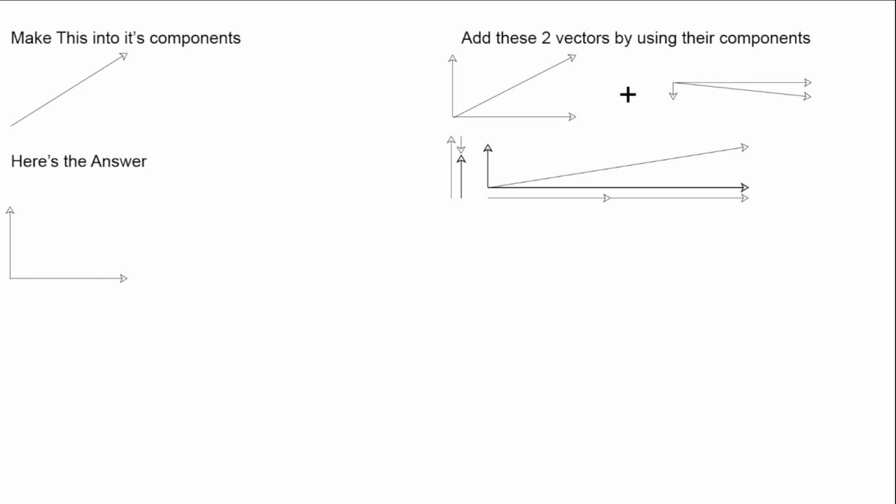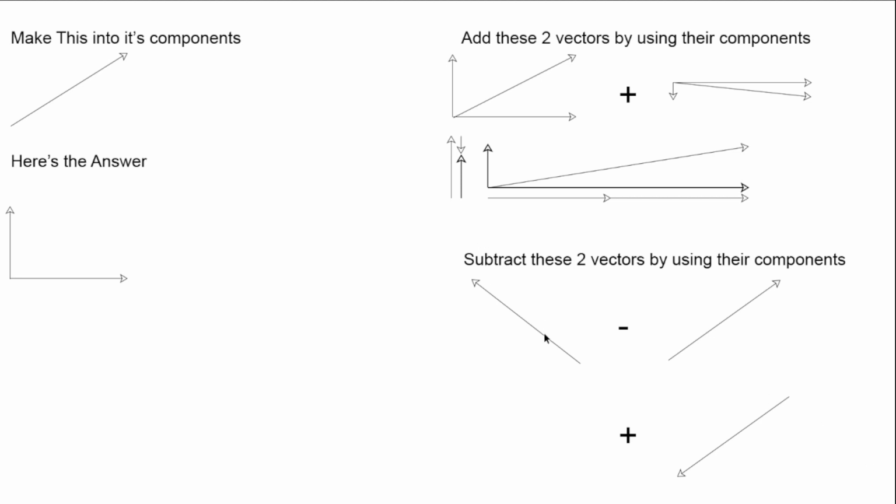So let's take a look at our subtraction problem. Now subtract these two vectors by using their components. Obviously, we all know that when you have a subtraction value, you have to flip this completely, so the tip is going to be where the tail is, and the tail is going to be where the tip is.